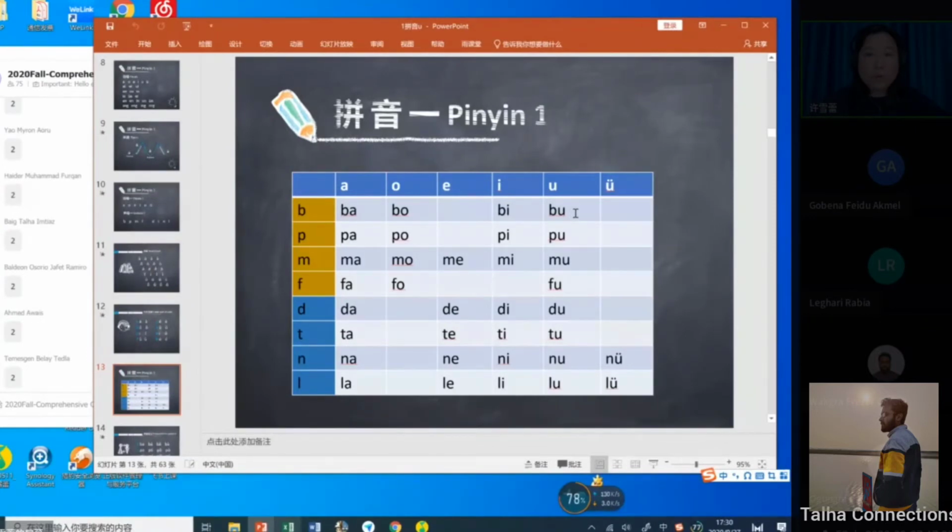Bo, u, bu. Po, u, pu. Mo, u, mu. Fo, u, fu. D, u, du. T, u, tu. N, u, nu. L, u, lu.